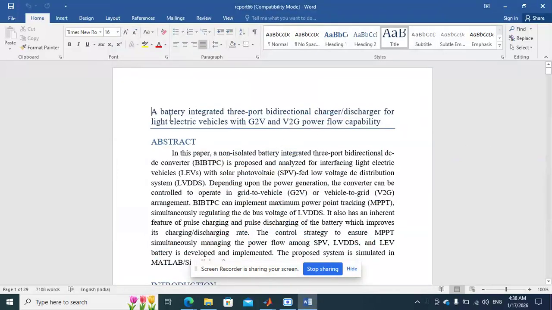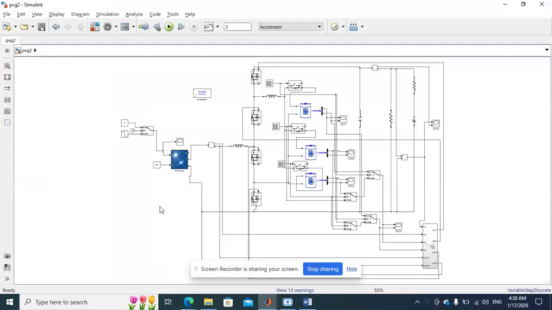In this, we are seeing the 3-port bidirectional converter for charging and discharging of the battery for electric vehicles with grid to vehicle and vehicle to grid power flow capability. The simulation circuit is provided here.